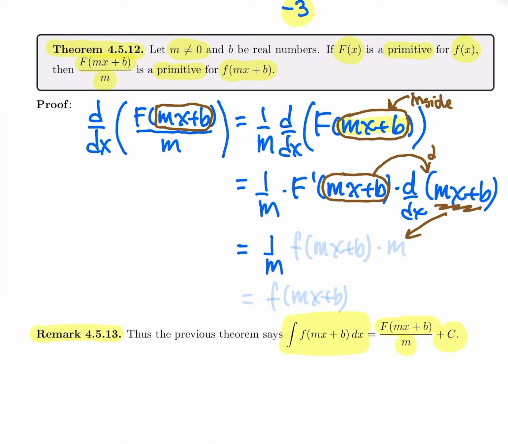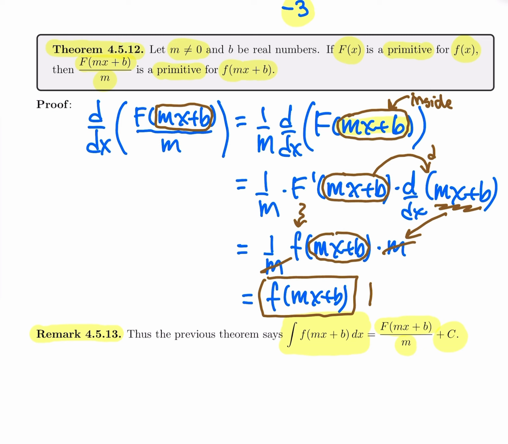And now by assumption, I know that big F prime is small f, not touching the interior, and then times m. Oh yes, you can see that the m's cancel each other, and you're just left with small f at mx plus b. So again here, if you have to integrate small f at a linear function, so if your u substitution is linear, apply your basic formula, use big F, don't change the inside, keep it as it is, just divide by the slope.